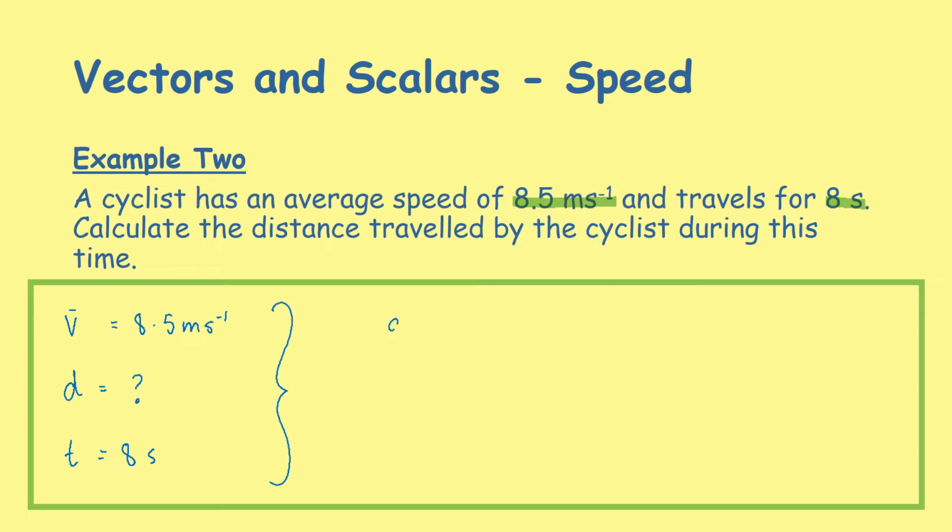Using our equation, d equals v bar t, we've got d equals 8.5 multiplied by 8. We don't need to do any rearranging here. We just need to multiply the two together to get 68. And because it's the distance, that's measured in meters. Never forget your units.